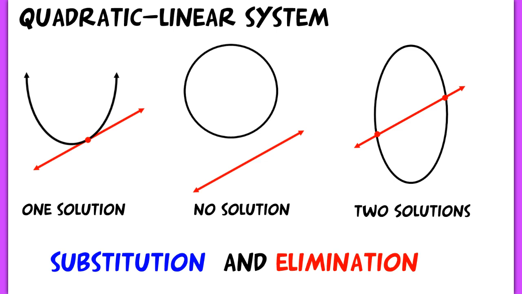Now it's also possible to have something called a quadratic linear system. In that case, you're going to see one equation that represents a conic and the other equation represents a line. Now, as you can see from the pictures in the diagram, we can have three different possibilities for the types of intersections that you would see.